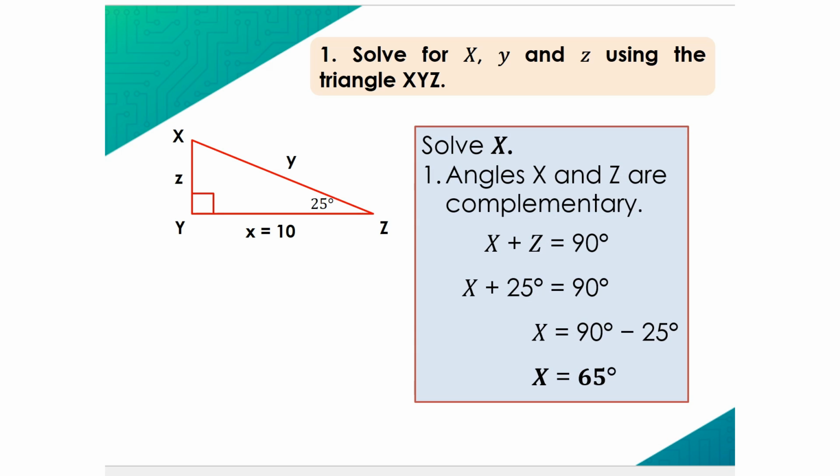Since angles x and z are complementary, we can write it as x plus z equals 90 degrees. And then substitute z with 25 degrees. Transpose 25 to the other side of the equation, so it becomes 90 minus 25. Subtracting 25 degrees from 90 degrees will result in 65 degrees.